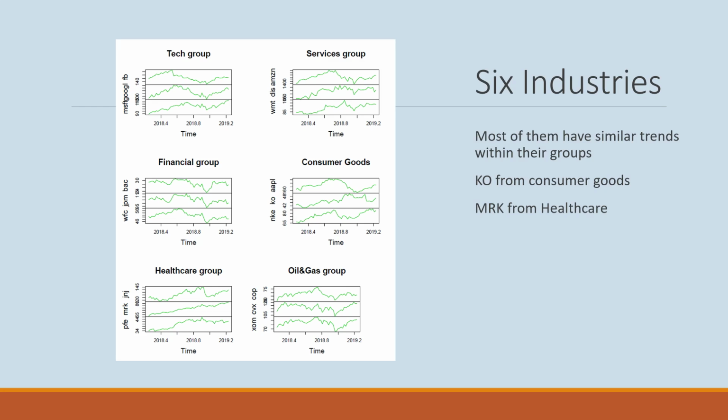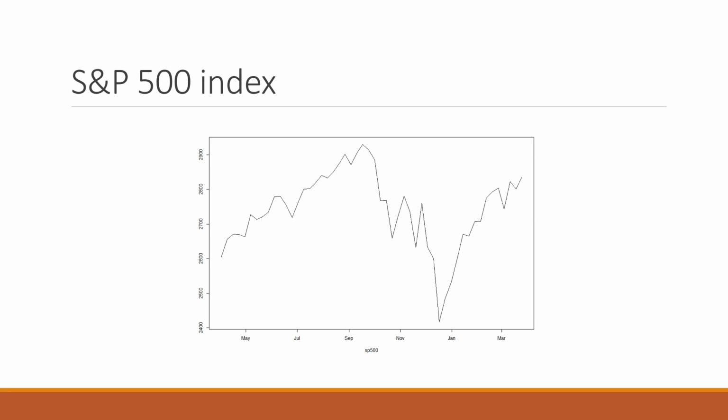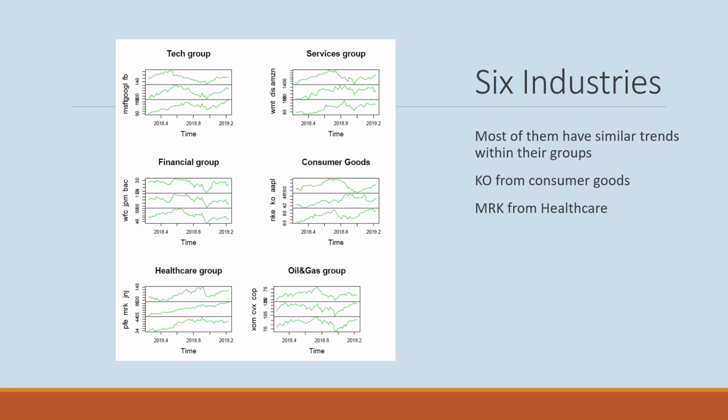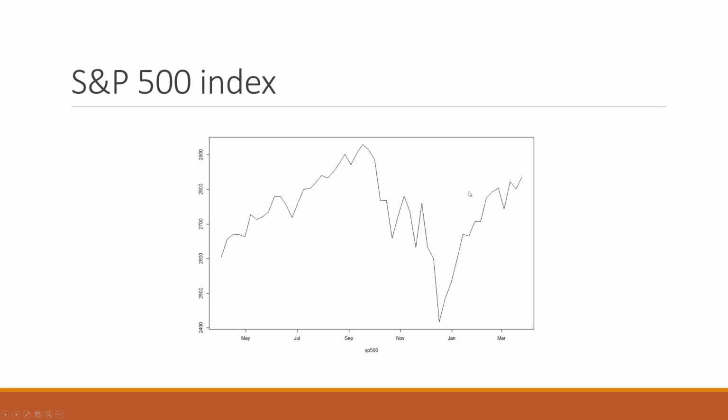These are the time series plots for all 6 industries. We can say most of them have similar trends. They are all a bit similar to the index trend, but they have their own characteristics. For example, the tech group and the service group both have a decline in the middle of the year, but the dropping point is different. But they all look kind of like the Standard and Poor's 500 index.